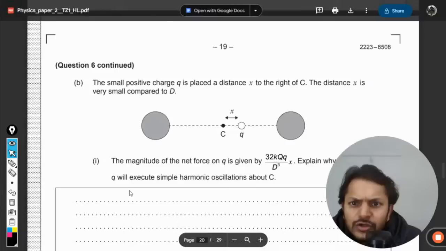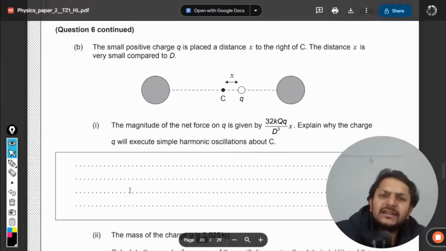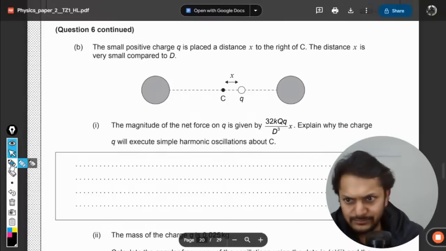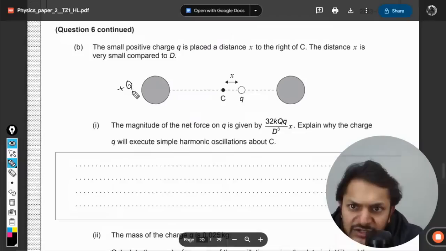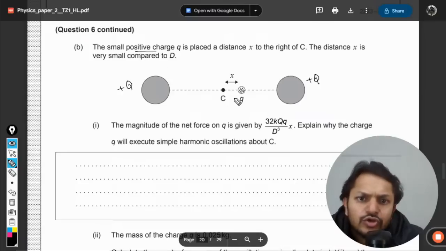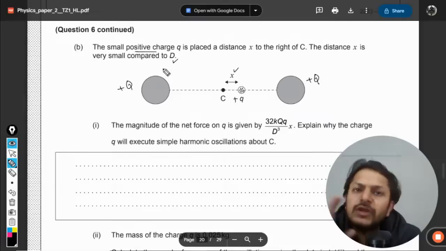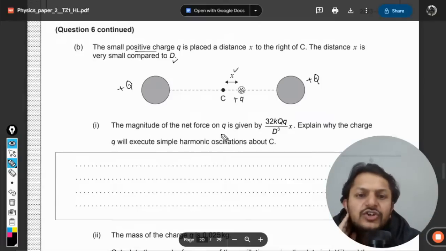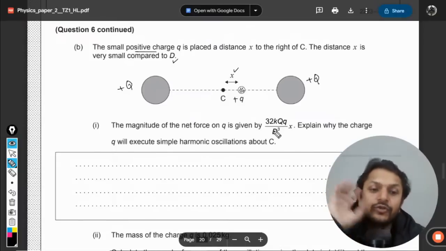Okay, so the small positive charge q is placed at a distance x from the center C. This is a positive charge Q. This is also a positive charge Q. But this is a small charge q, and it is also positive. Now this is placed at a distance x away from the point C. The distance x is very small when compared to capital D. The magnitude of the net force on the charge q is given by this. So this is the net force.